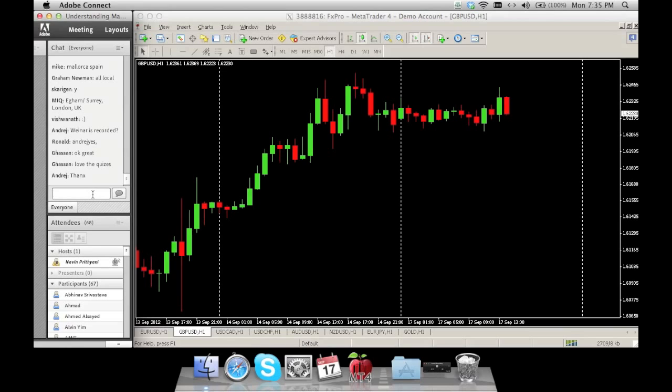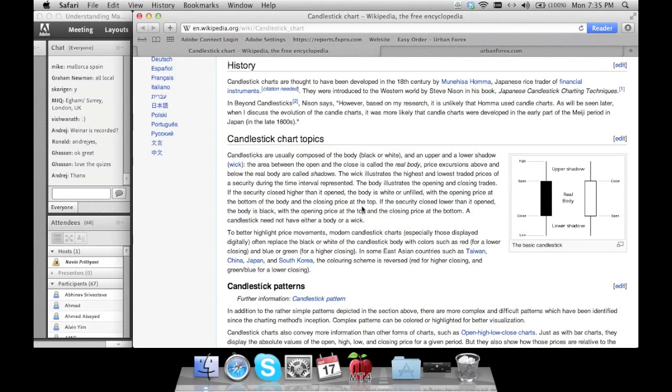Okay, so candlestick patterns. Basic history: candlestick patterns were developed in the 18th century by this dude over here. He was a Japanese rice trader of financial instruments, and they were brought to the Western world by Steve Nison with his book, Japanese Candlestick Charting Techniques.